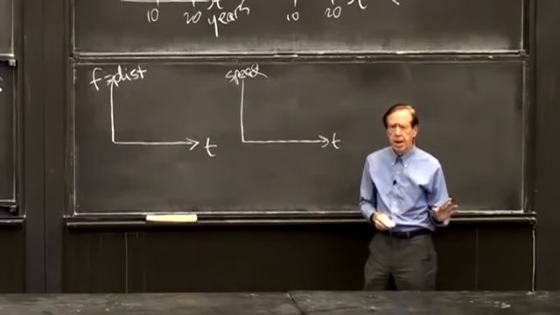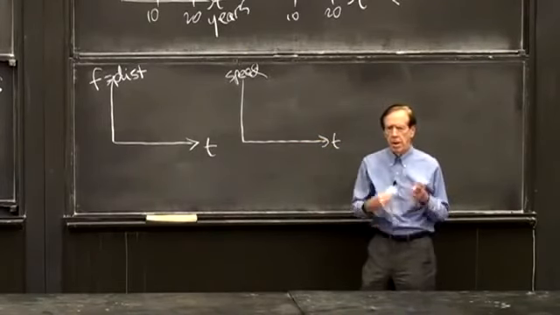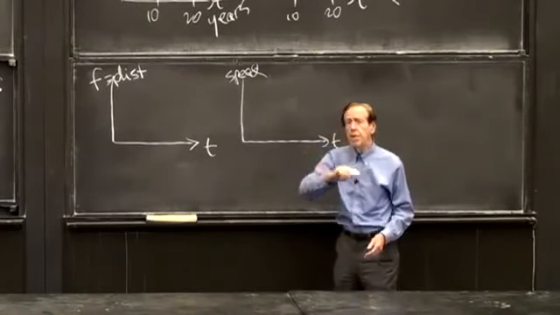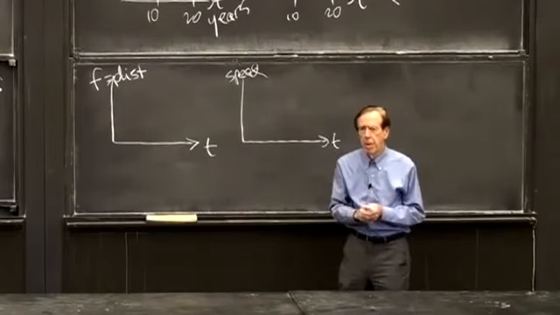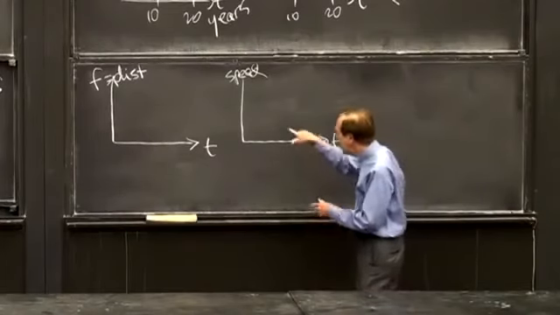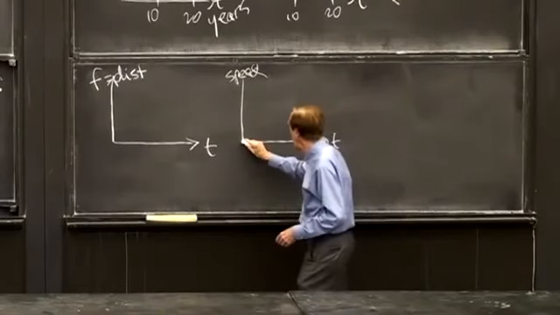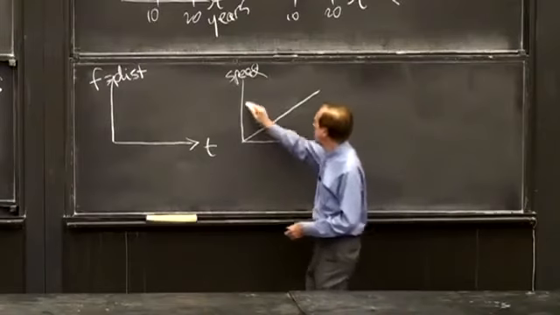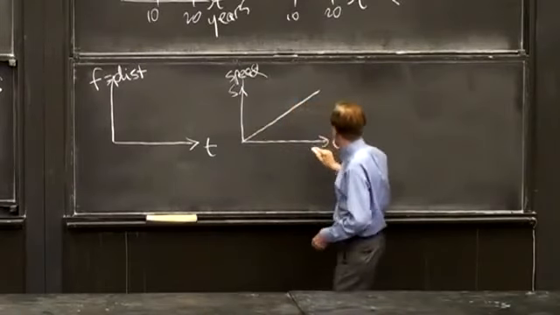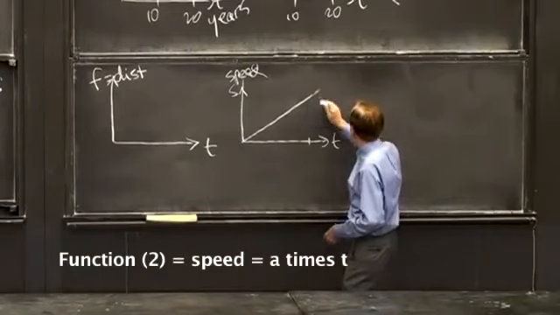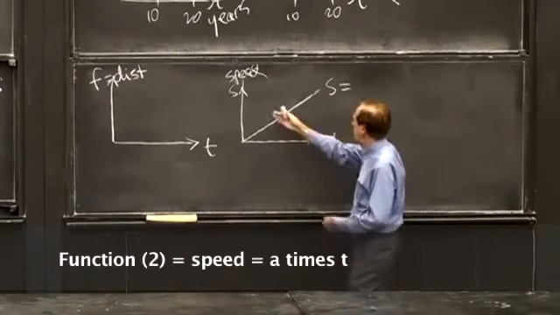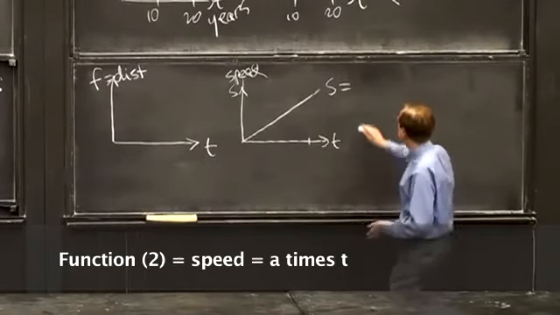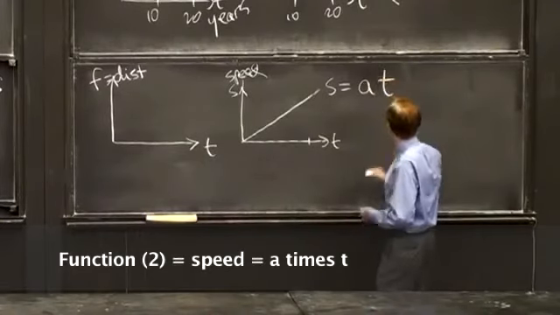And I'm going to take a case in which it's given by a formula. I'm going to let the speed be increasing steadily. So my speed graph this time is going to go up at a constant rate. This is the speed s. This is the time t. So s is proportional to t. That's where you get a straight line. S is, let's say, A times T.